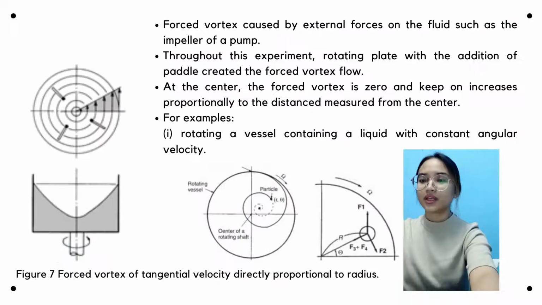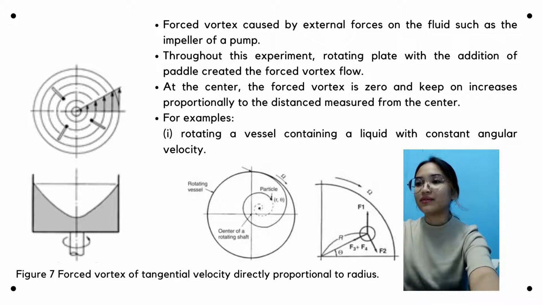Forced vortex is caused by external forces on the fluid, such as the impeller of a pump. Figure 7 shows the forced vortex of tangential velocity directly proportional to the radius. Throughout this experiment, a rotating plate with the addition of a pedal created the forced vortex flow. At the center, the forced vortex velocity is 0 and keeps on increasing proportionally to the distance measured from the center. Both forced and free vortex release minimum pressure at the center. Moreover, forced vortex has higher minimum pressure compared to the free vortex.